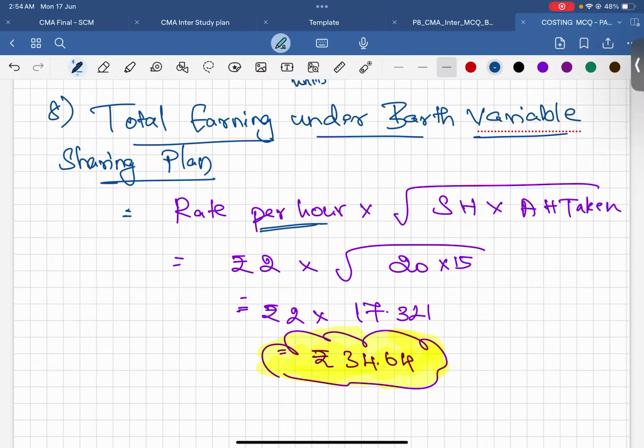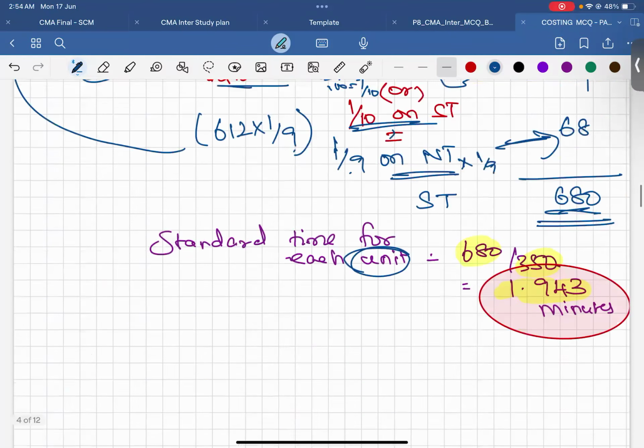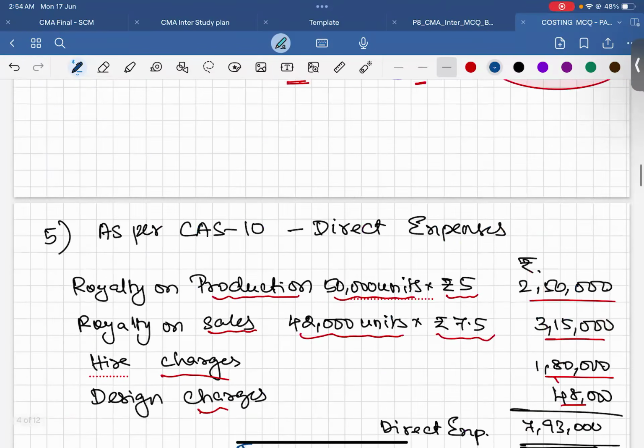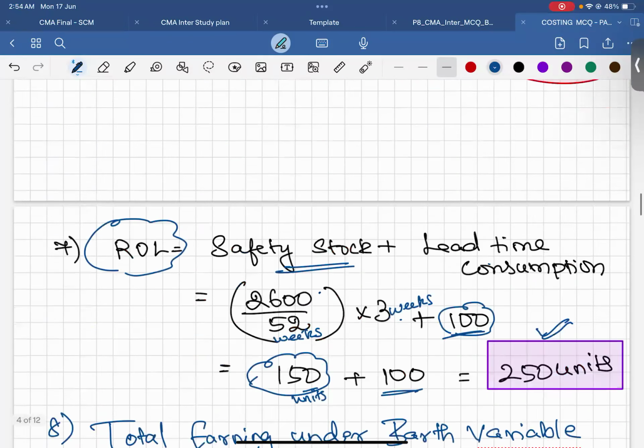Why am I repeating the formula again and again? Because you are not going to get it in the PDF. So revise it here itself. It is 2 into root of 20 into 15. If you take the root value, you will get 17.321. If you multiply by 2, you will get 34.64. So the first set is done. The first 8 questions are done. Another 22 to go. We will quickly do that.